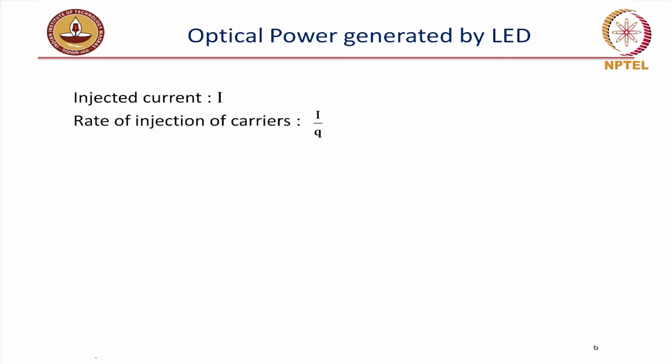The next thing to do is to find out what exactly is the optical power generated by the LED. This is a very simple estimate. You know that the injected current is I. Now current is rate of injection of charge. So the rate at which the charge is injected, the rate of injection of the number of carriers would be I divided by Q, where Q is the charge of electron. Right? So this is the rate at which the carriers are injected into the active region.